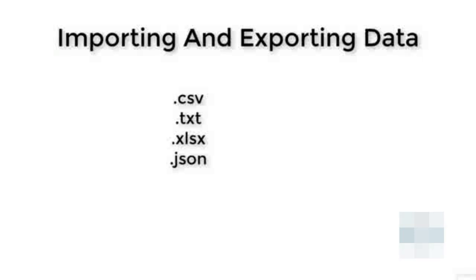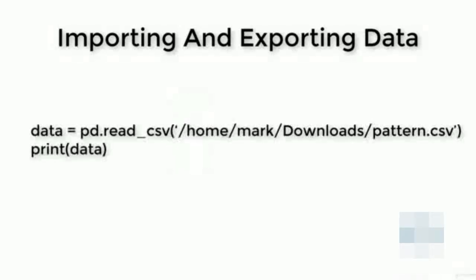Importing and exporting data. We have learned how to create data in Pandas. But what if you have a dataset that you want to import or export? The dataset could be in any format: CSV, .txt, .xlsx, .json, etc. Take for instance a CSV file called pattern.csv containing 365 rows and 11 columns. We can read all the columns and rows into the data variable by using this syntax. The rest of the Pandas operations we will discuss while implementing the Python code.